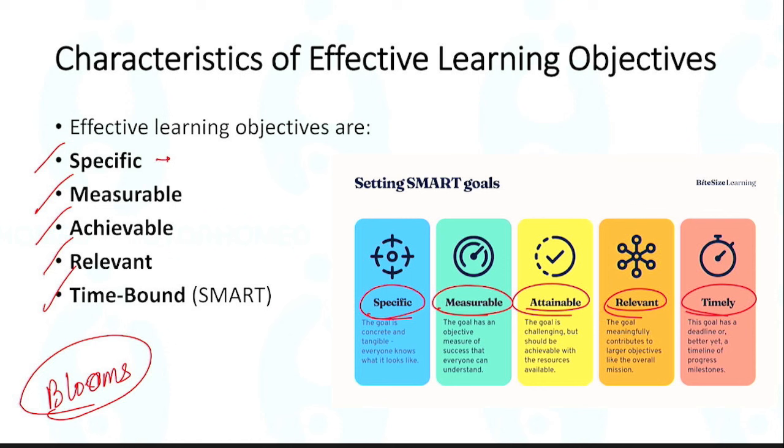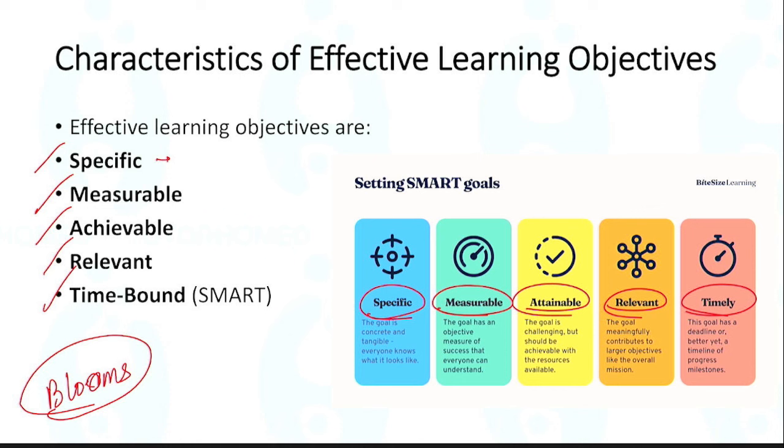Next is measurable. The goal can be measured. The objective should be framed in such a way that it is possible to assess whether it has been achieved or not. For example, the student will be able to analyze, or the student will be able to solve the problem based on the multiplication table of 13. If the student has learned the multiplication table of 13, they should be able to write it down. That is a method of assessment, right?